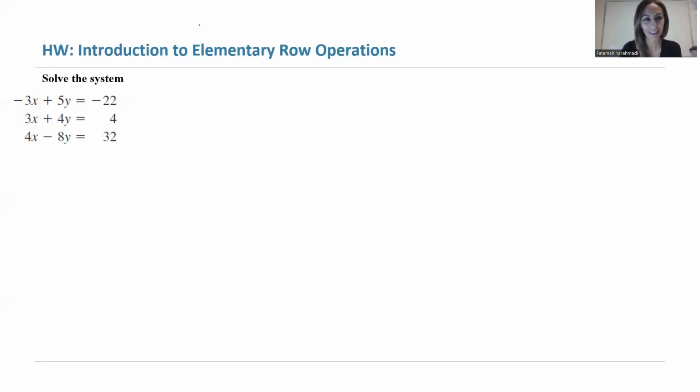Let us start solving this system. Your goal is to check to see what is the relation between these three lines. First, convert this into an augmented matrix.